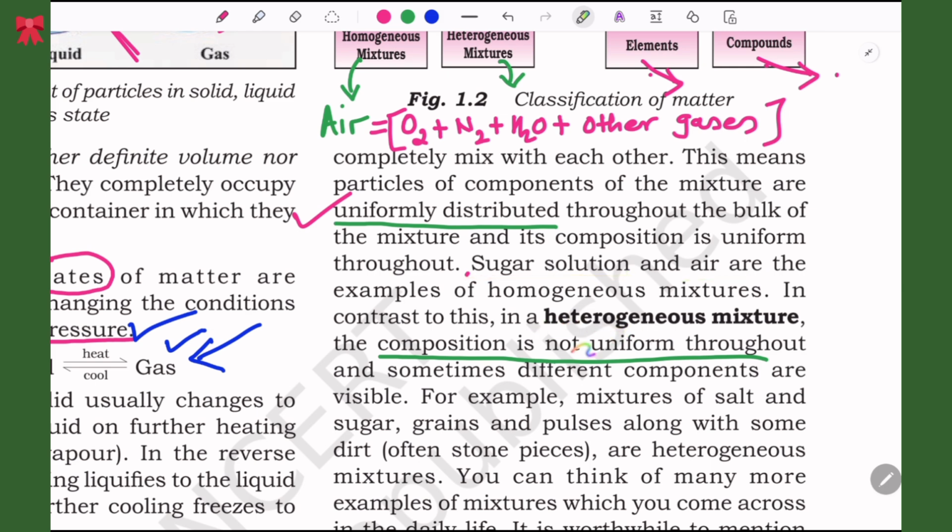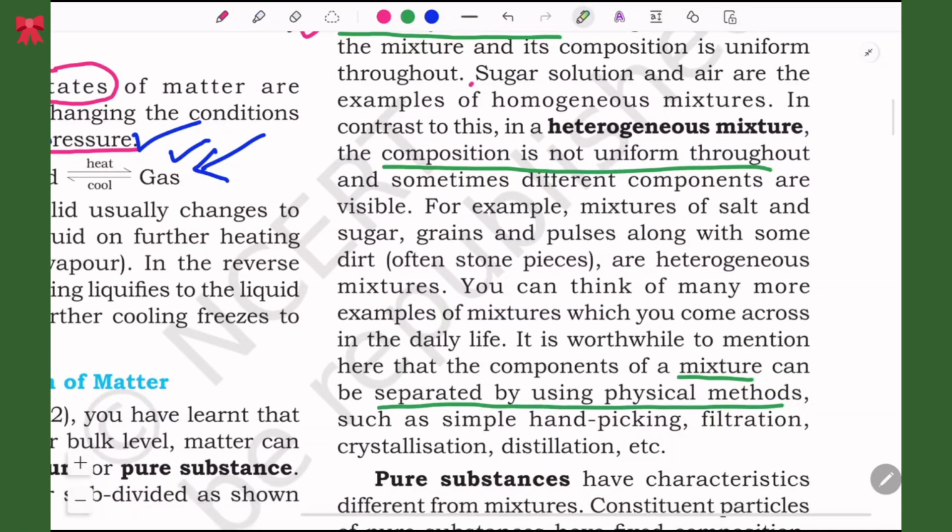Then in heterogeneous mixture, you will have the composition which is not going to be uniform, and an example of that will be a mixture of salt and sugar. So a mixture of salt and sugar, that means not in the form of solid salt and sugar. So if you just mix salt 2 spoons and sugar 3 spoons, let's say, and you just mix it up, it's not that it's going to be uniformly distributed, but definitely if you just mix them in water, it will become a homogeneous mixture, right?